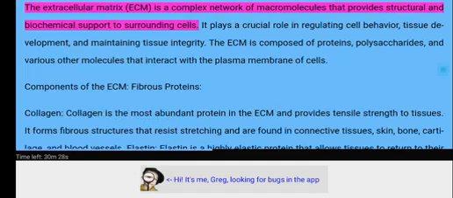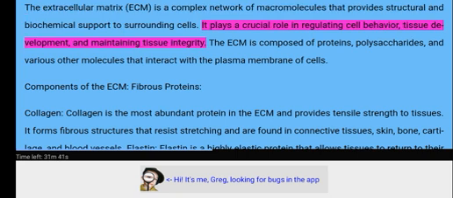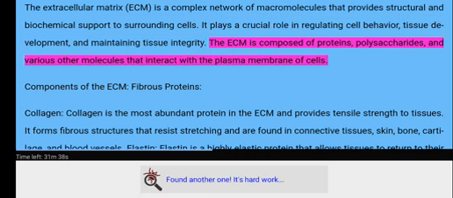Extracellular matrix (ECM). The extracellular matrix is a complex network of macromolecules that provides structural and biochemical support to surrounding cells. It plays a crucial role in regulating cell behavior, tissue development, and maintaining tissue integrity. The ECM is composed of proteins, polysaccharides, and various other molecules that interact with the plasma membrane of cells.